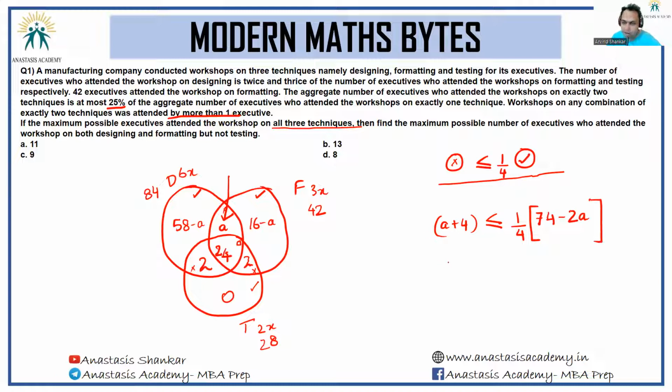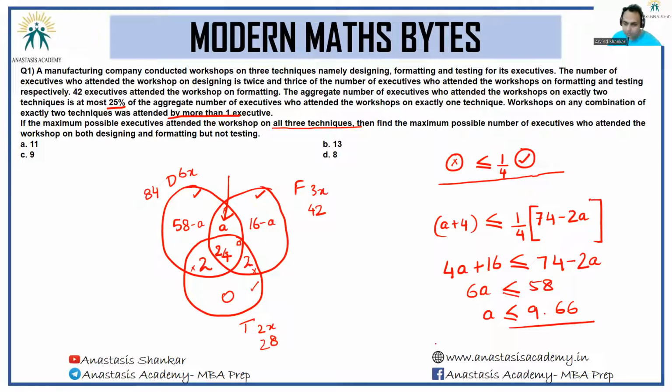This is done. So I get 4A plus 16 is less than equal to 74 minus 2A, or 6A is less than equal to 58, or A is less than equal to 9.66. Given that A is count of people, it can only be a whole number. So the greatest possible value that A can take has to be equal to 9. Therefore, the answer to the first question is option C.